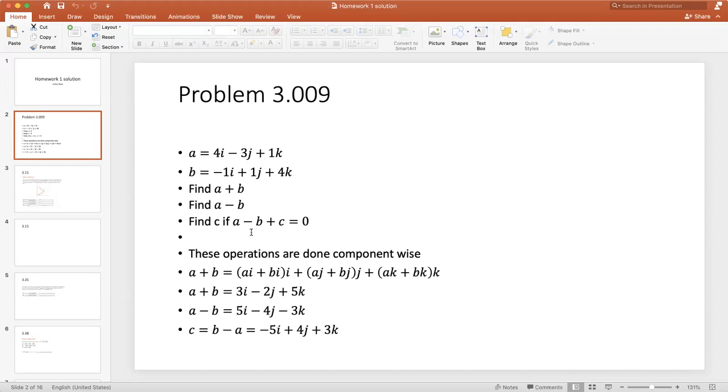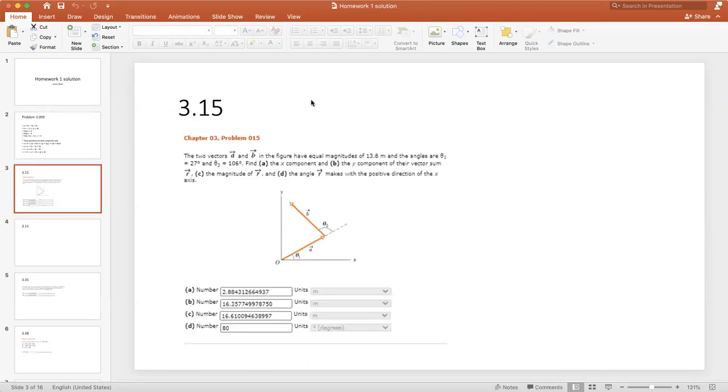They gave you the equation for this and asked you to find c. So you can move a minus b to the other side of the equation, you get b minus a. I'm going to just do the same thing. That's all simple stuff. I'm pretty sure you all can do that pretty easily. So moving on, problem 3.15.